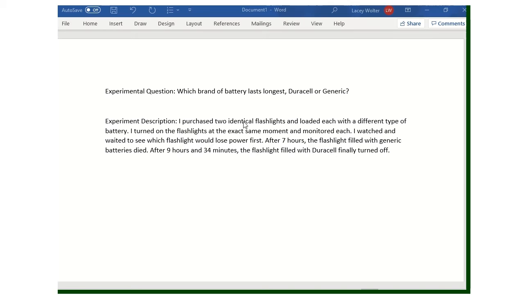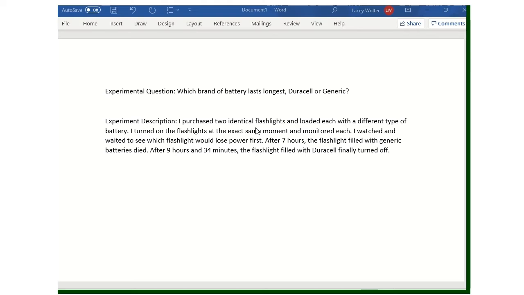I purchased 2 identical flashlights and I loaded each of them with a type of battery. So one had Duracell in it, the other one had the generic. I turned the flashlights on at the exact same moment and monitored them. I watched and waited to see which flashlight would lose power first. After 7 hours, the flashlight filled with generic batteries died. After 9 hours and 34 minutes, the flashlight filled with Duracell finally died. So that's just some key information here.